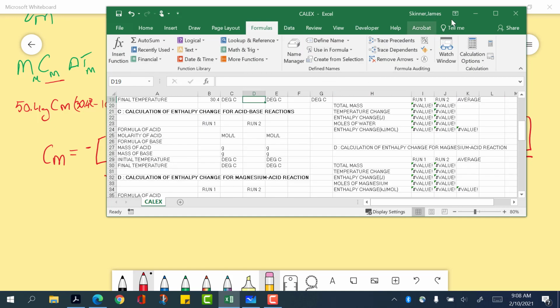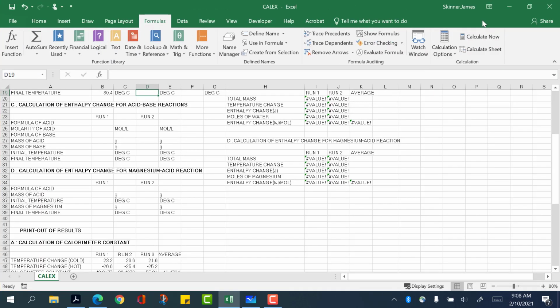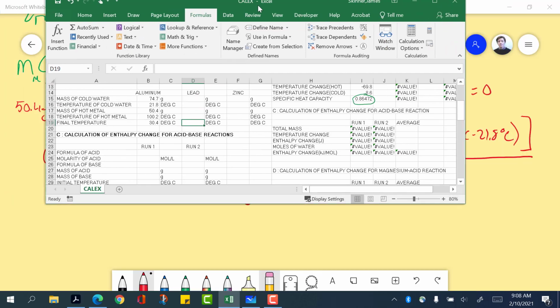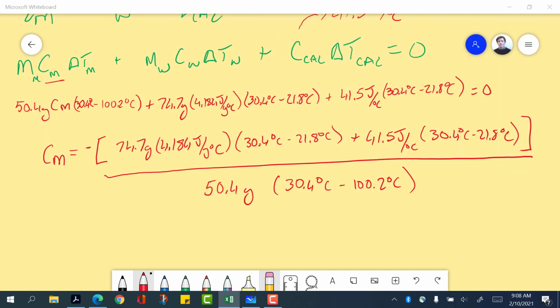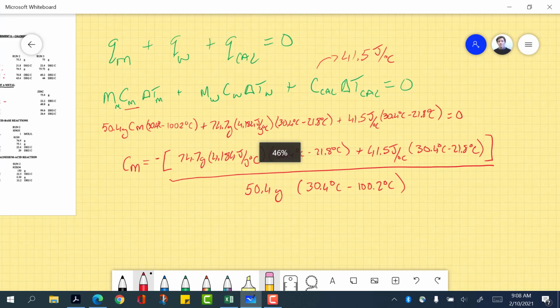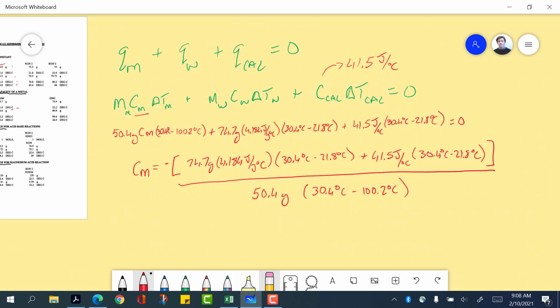The next thing is we're going to do it for a chemical process now, and we're going to calculate the enthalpy change for a magnesium acid reaction. So how do we calculate the enthalpy? I'm sorry, we're going to calculate it for an acid-base reaction first. So how do we do that? Well, in this one, what you're going to do in your calorimeter is you're going to mix a strong acid and a strong base at 1 molar concentrations of each. And you're going to calculate the heat associated with that reaction.